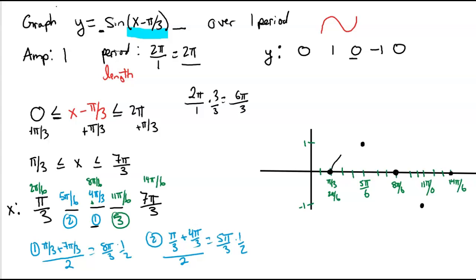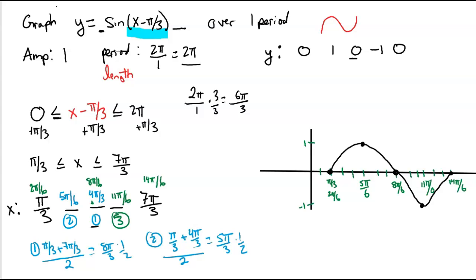So here is my 1 period. So again, make a nice smooth curve through your graph, connecting all of your points together. And that's it. That's all you have to do when we are graphing. This is to, again, avoid having to use a table. We don't want to use a table.